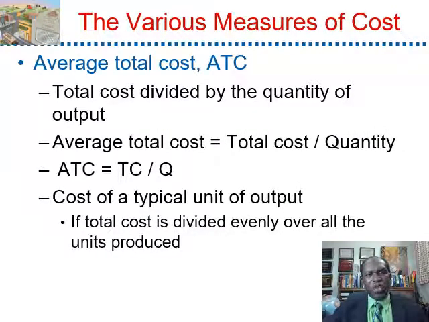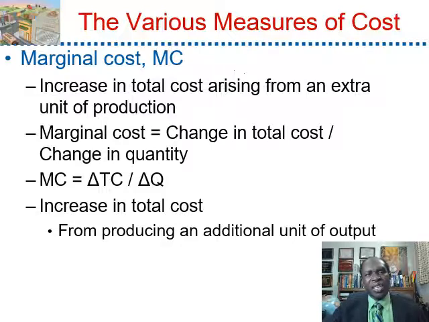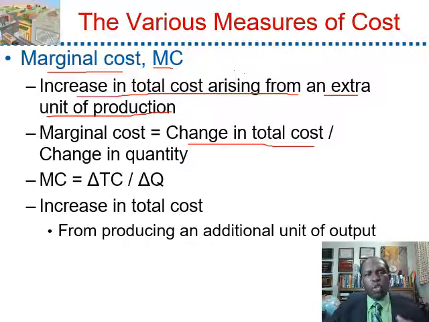So the average total cost, ATC, is equal to total cost divided by the quantity. The marginal cost, MC, is the increase in total cost arising from an extra unit of production. In other words, marginal cost is equal to the change in total cost divided by the change in quantity. So it is the increase in total cost for producing one more unit of output.